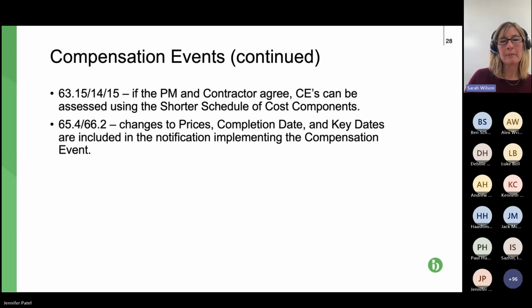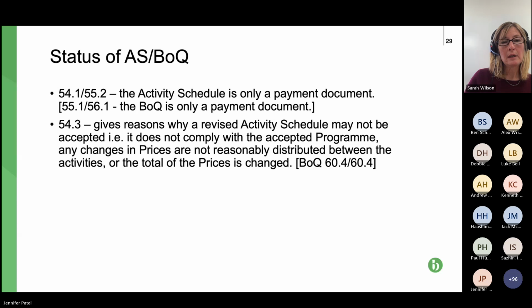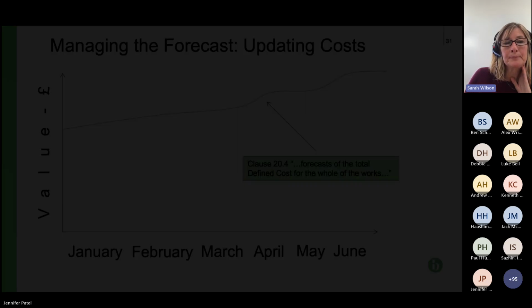That's just dealing with compensation events, so we can move on. We've covered that, so we can move on. And we've dealt with that, so we can move on.